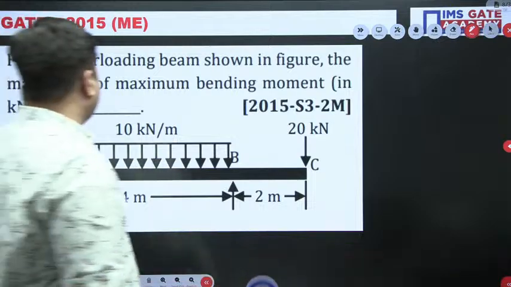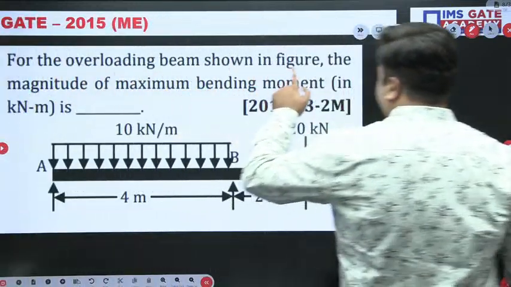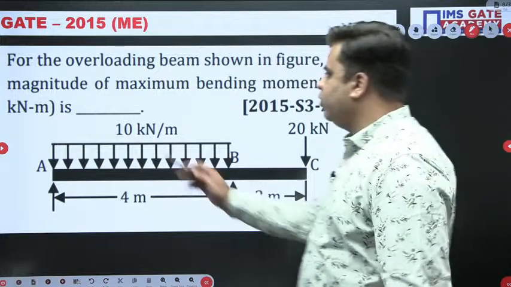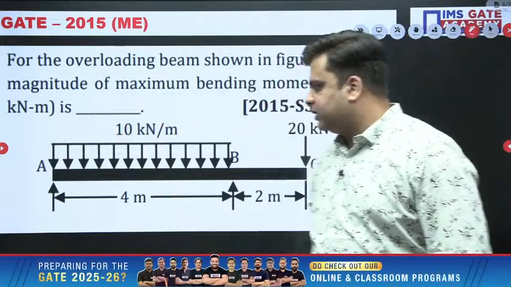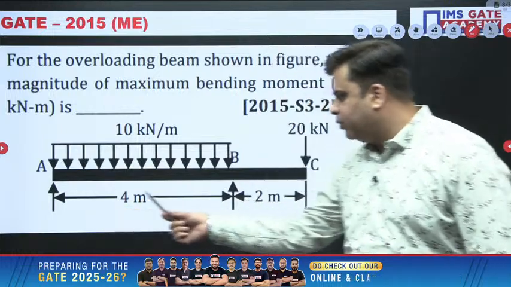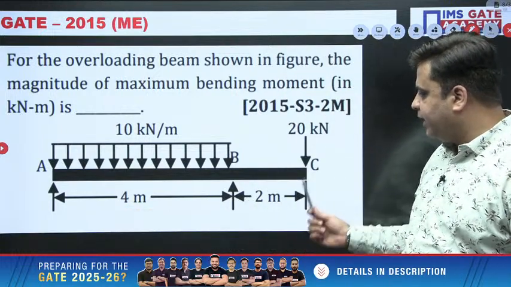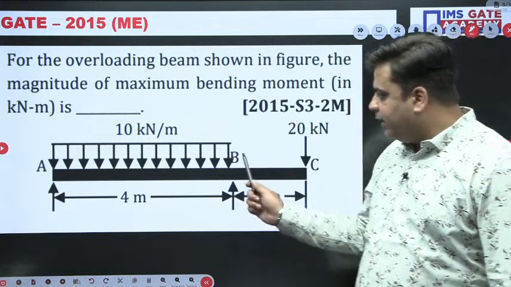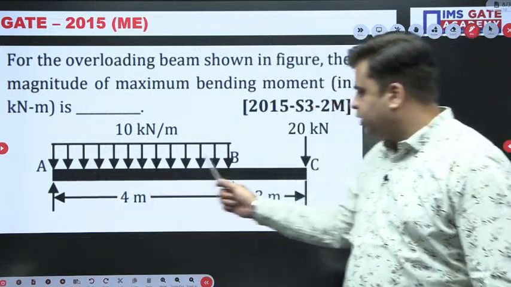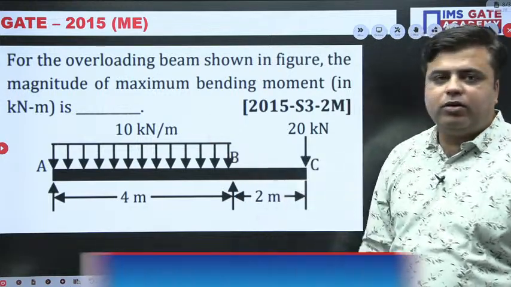The question is saying that for the overhanging beam shown in the figure, the magnitude of maximum bending moment in kilonewton meter is. So you have an overhanging beam whose length is 4 meter plus 2 meter, and a point load of 20 kilonewton is acting at the free end, and a UDL is acting over this portion AB. Value is 10 kilonewton per meter.